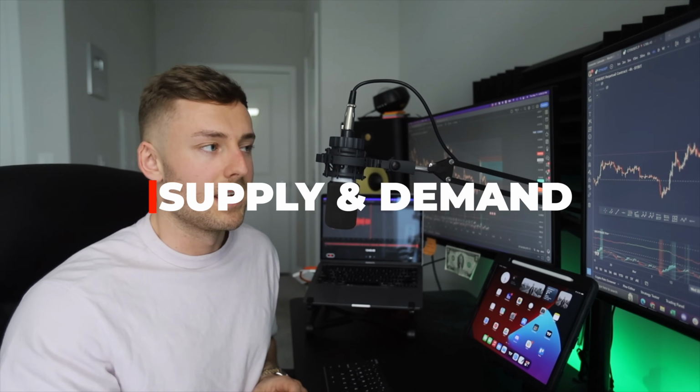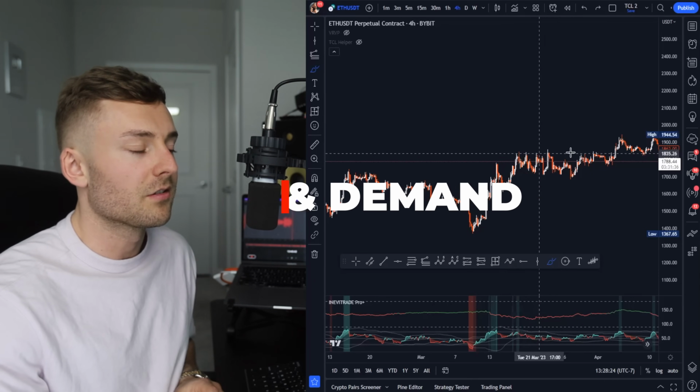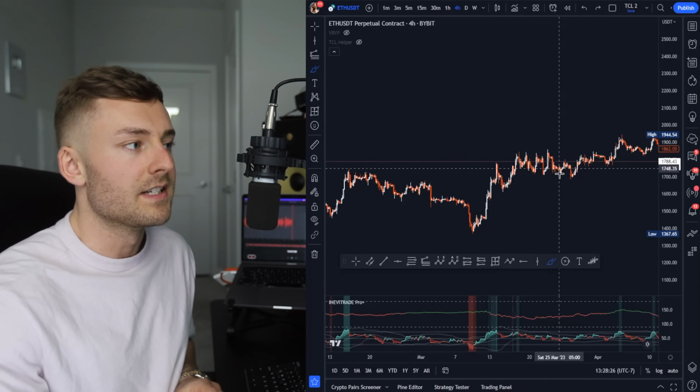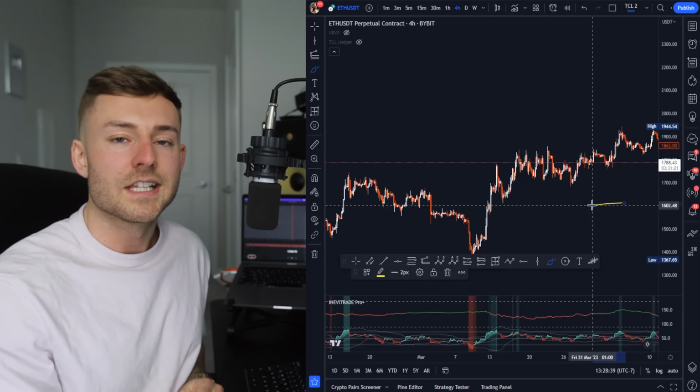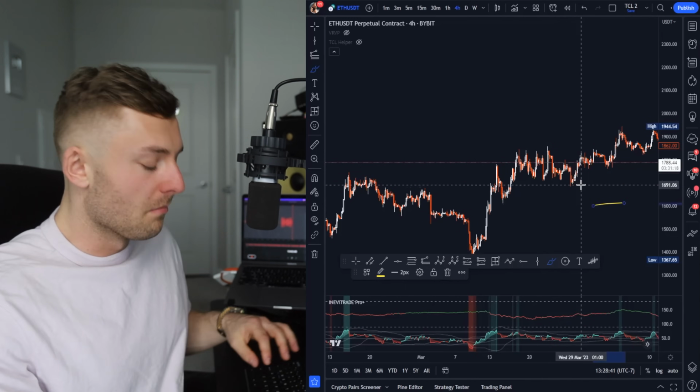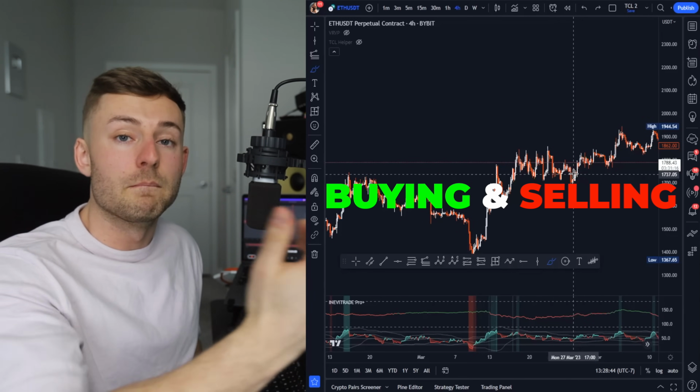And so the next topic that I want to cover regarding price action in reading charts is supply and demand. Now, there's a reason why these candles are having certain areas where it's moving down and certain areas where it's moving up. And that's because there's people on both sides of this market simultaneously fighting, buying and selling.